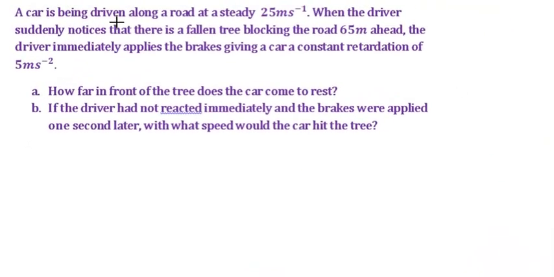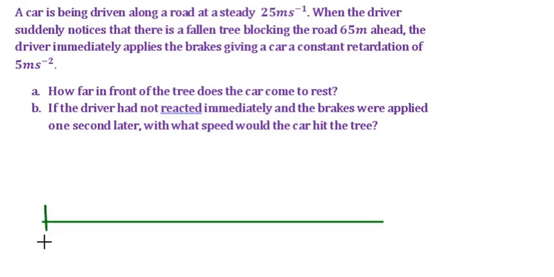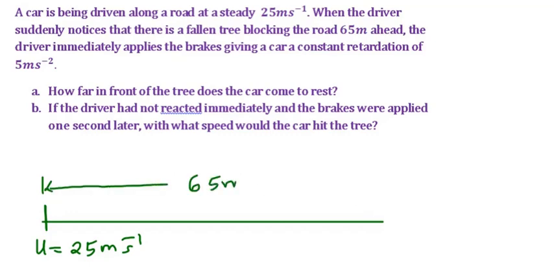We have another example that we are going to have on the next page. A car is being driven along a road at a steady 25 meters per second. So let's have a road here. It is being driven at a steady 25 meters per second when the driver suddenly notices a fallen tree. It was coming from this side. When he reached this point, he suddenly notices a tree that has fallen 65 meters ahead. From this point where he notices to where the tree has fallen, we have 65 meters. This is where we have the tree.